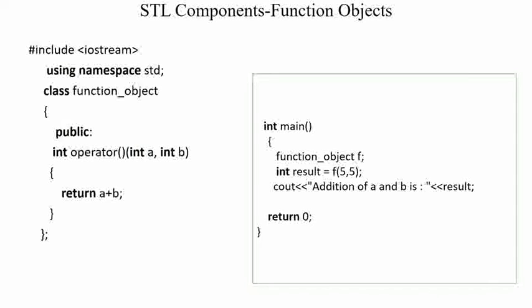We have to define f as a function object, int operator, and pass the two values or parameters a and b. So we call here f(5, 5) and we pass that value into the class function object, and after that the program prints the result, a plus b, that is 10 as the output.